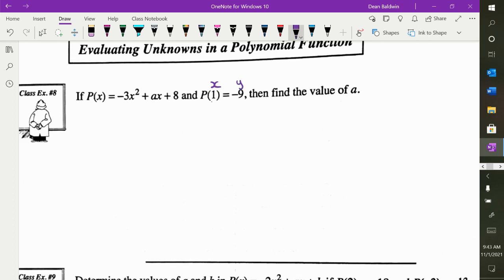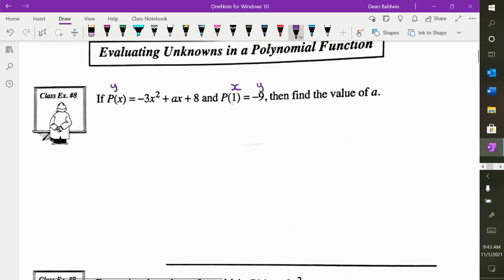It's the y value, and you can think of the p of x as the y, right? People seem to like that a little better. How am I going to find a? Yeah, but what are you going to do algebra? You're going to put P1 equals -9 into the equation. You're going to put your x's and your y's into the equation and solve for a.